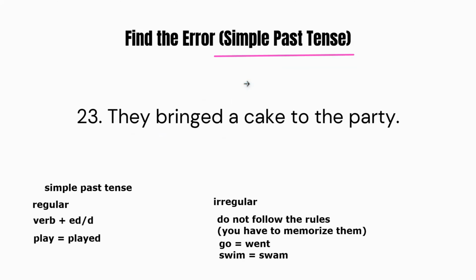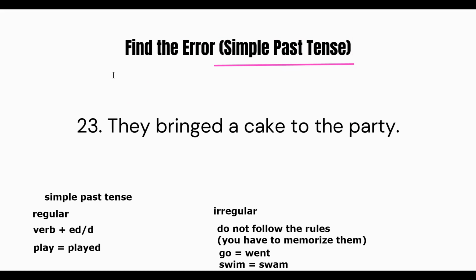23. They bring a cake to the party. So if this sentence was in its present tense form, we would say they bring a cake to the party.